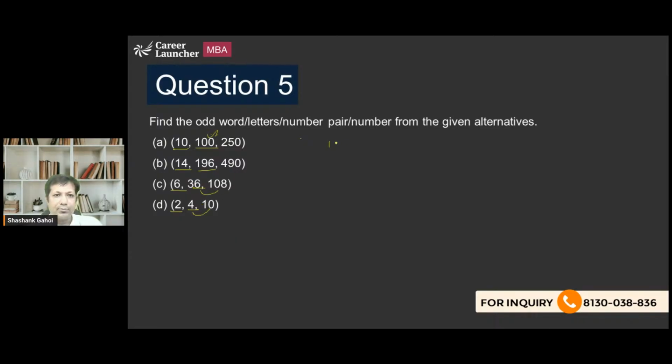So 100 into 2.5 gives me 250. Okay, 196 into 2.5. If you are confused how you are going to solve it, instead of multiplying with 2.5, multiply by 5 by 2. So this comes out to be 98, and 98 into 5 is 490. Okay. 36 into 2.5 is going to be 90. 36 into 5 by 2, and that is going to be 18. 18 5s are 90. And that's not the value. So which one is going to be the odd one out? That is going to be option C.